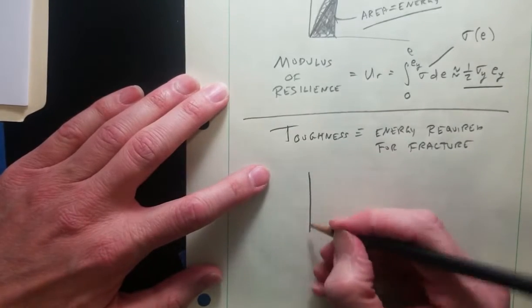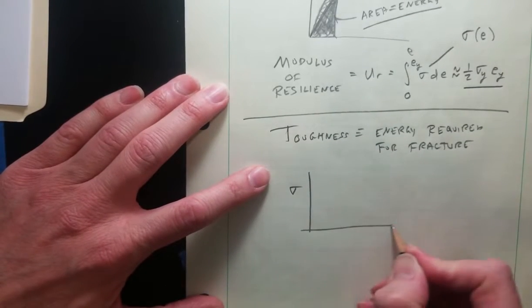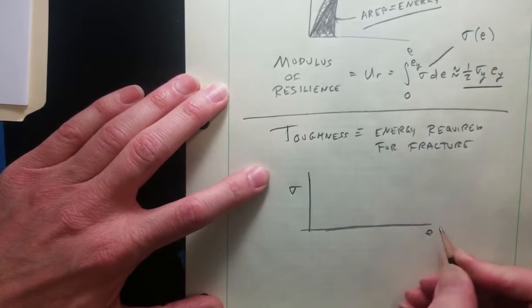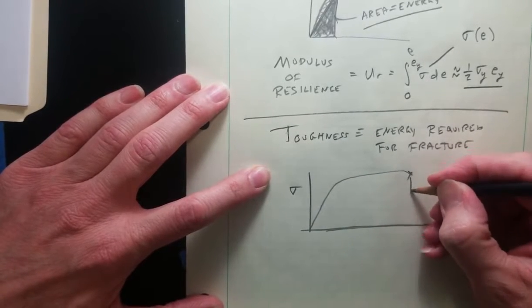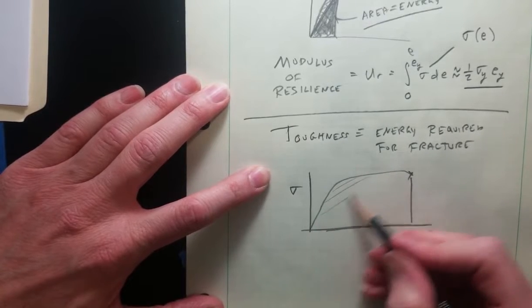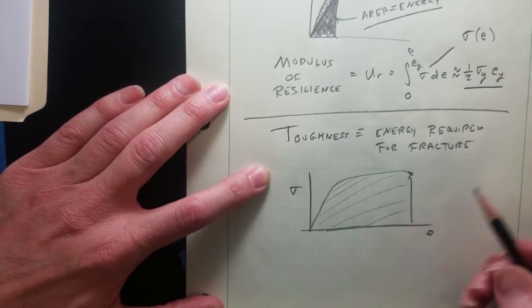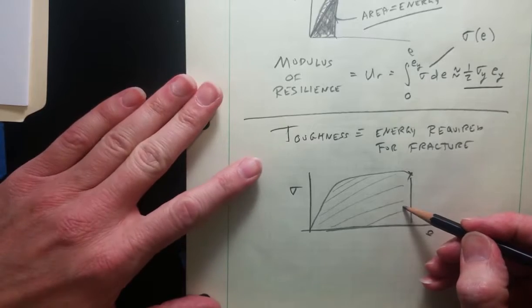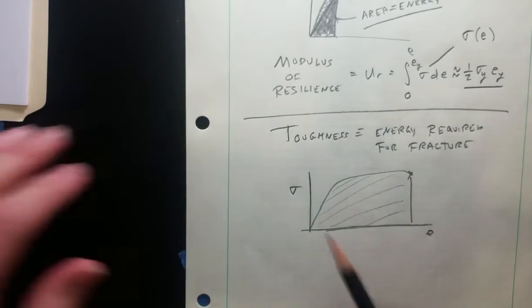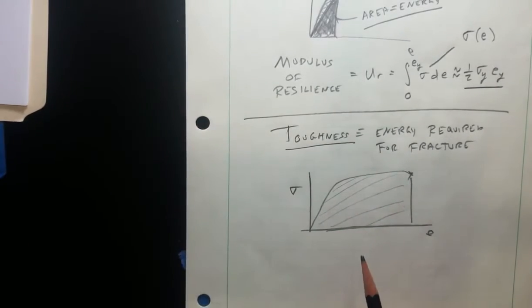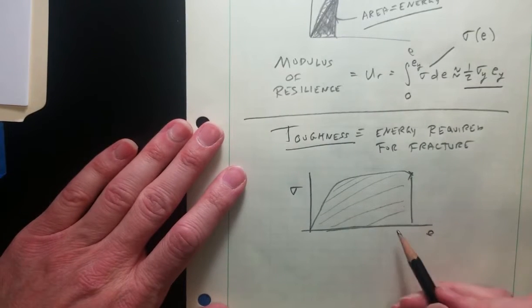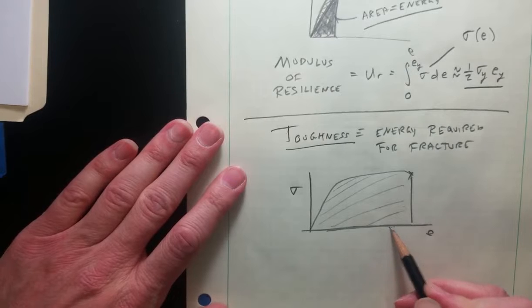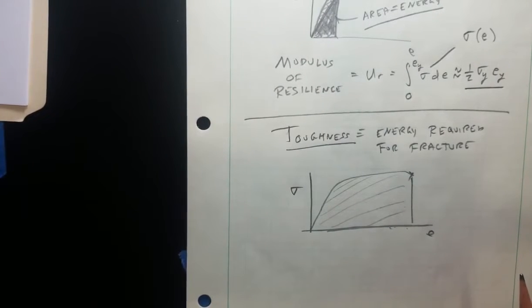So that's going to be the area under this curve. That gives us the toughness. Okay, and it's the area right at fracture. So it is both the elastic and the plastic strain components.